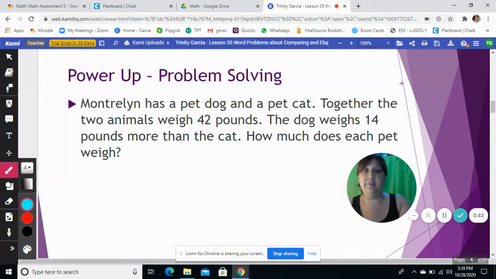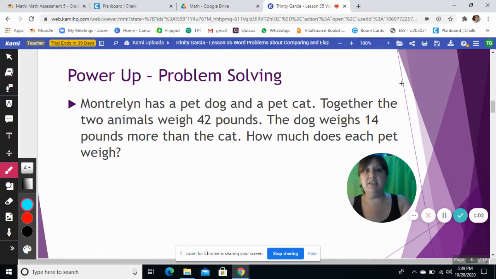Today we're going to work on this problem together. It says Monterlin has a pet dog and a pet cat. Together, the two animals weigh 42 pounds. The dog weighs 14 pounds more than the cat. How much does each pet weigh?